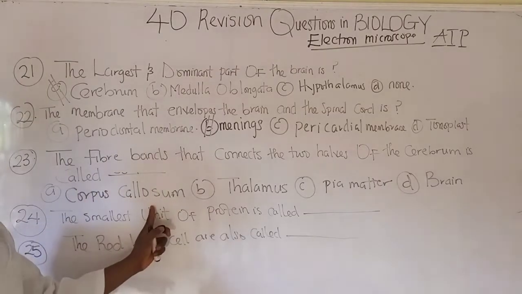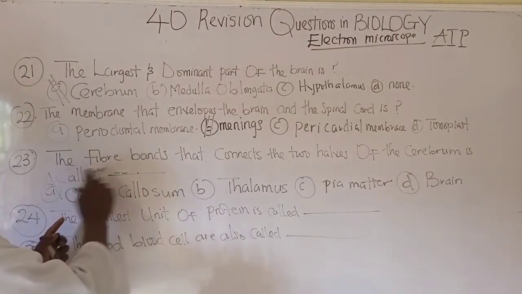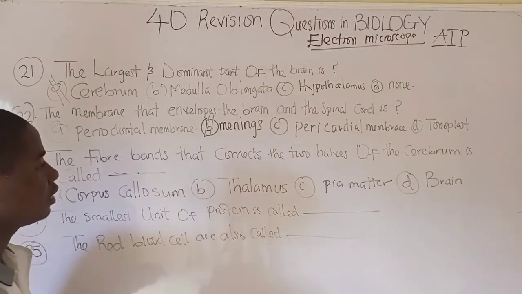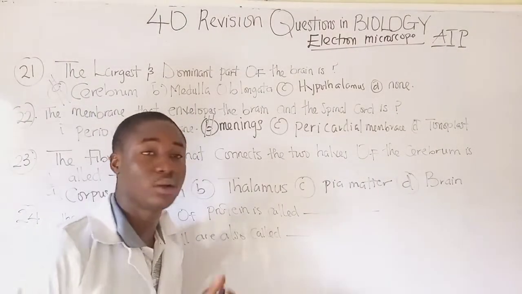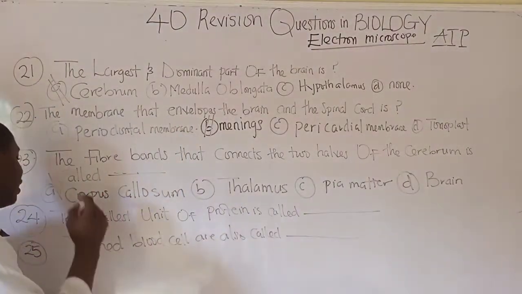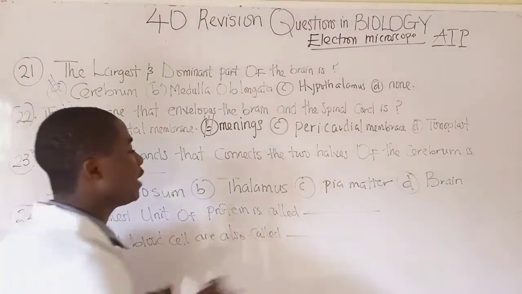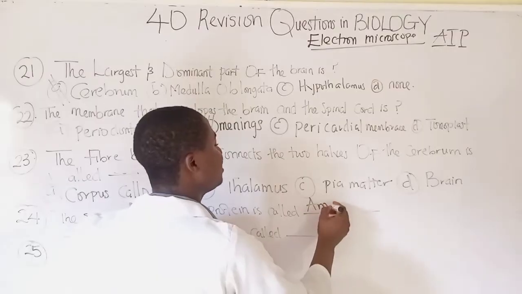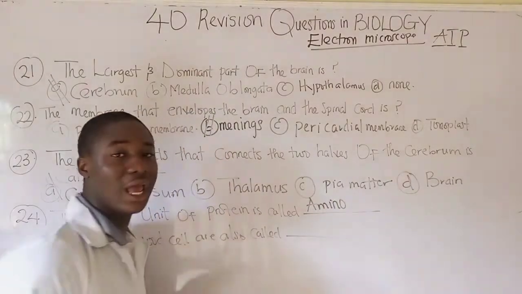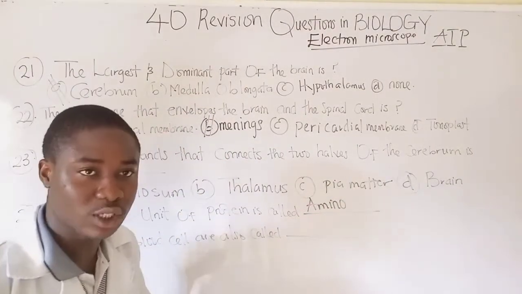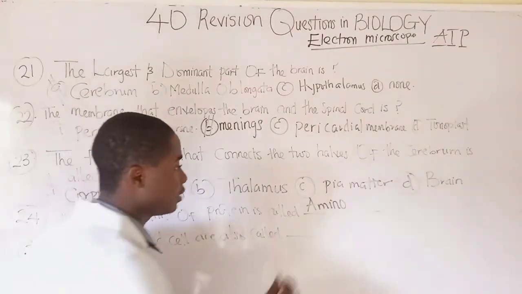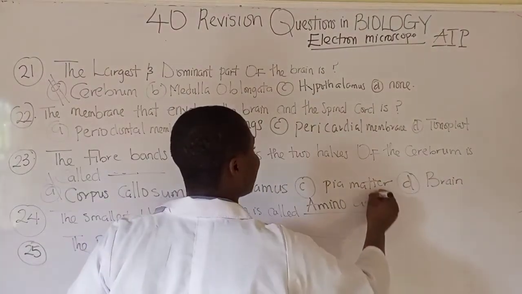Basically, the answer here is corpus callosum, which is option A. It's not the thalamus or pia mater or the brain. It's called the corpus callosum. Now, question 24 says the smallest unit of a protein is called amino acid. So it means that proteins are giant molecules. For us to get a protein, we need monomer units, and the monomer units are called amino acids.